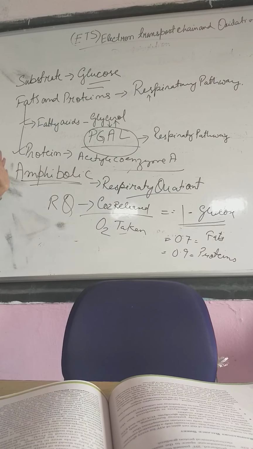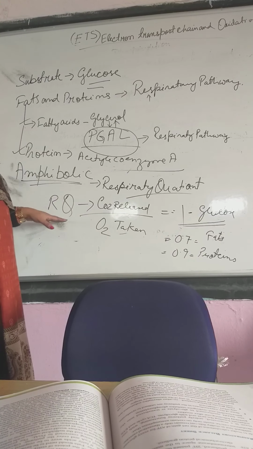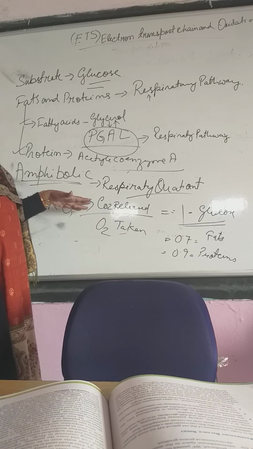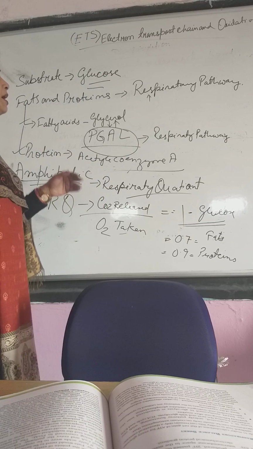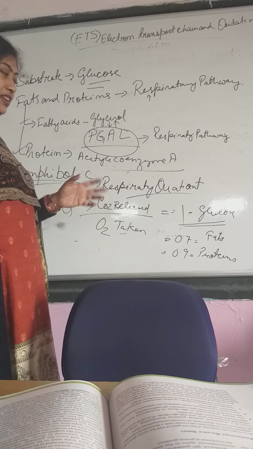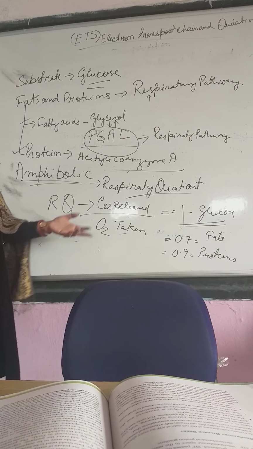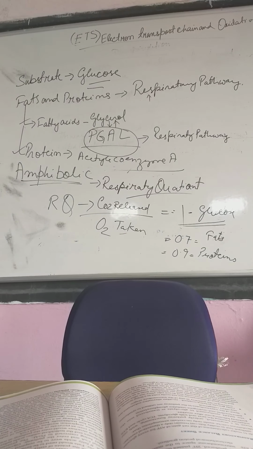Then we know that this is an amphibolic system where proteins and fats can also be oxidized to produce carbon dioxide and water. And then finally we came to the RQ, that is respiratory quotient. It is a ratio of carbon dioxide released and oxygen taken. If it is 1, the substrate is glucose, but it is 0.7 in case of fats, and it is 0.9 in case of protein. Okay.